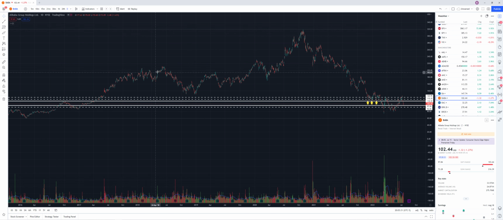So you could see how to identify a bull trend. For a bull trend, we need to see higher highs. It means the stock needs to keep on touching higher prices on a daily time frame, and higher lows.